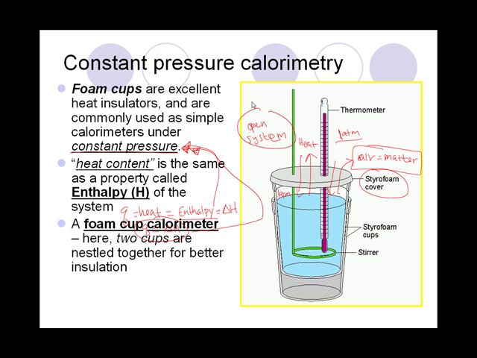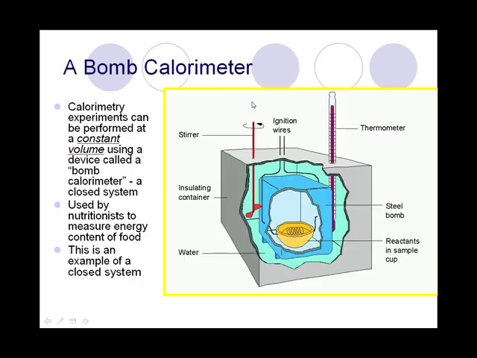Foam cups, there are 2 cups so that it has better insulation, and this is an example of an open system. A bomb calorimeter is a constant volume calorimeter, and in this constant volume calorimeter, Q does not equal delta H because we don't have a constant pressure environment, and let me tell you why we don't.